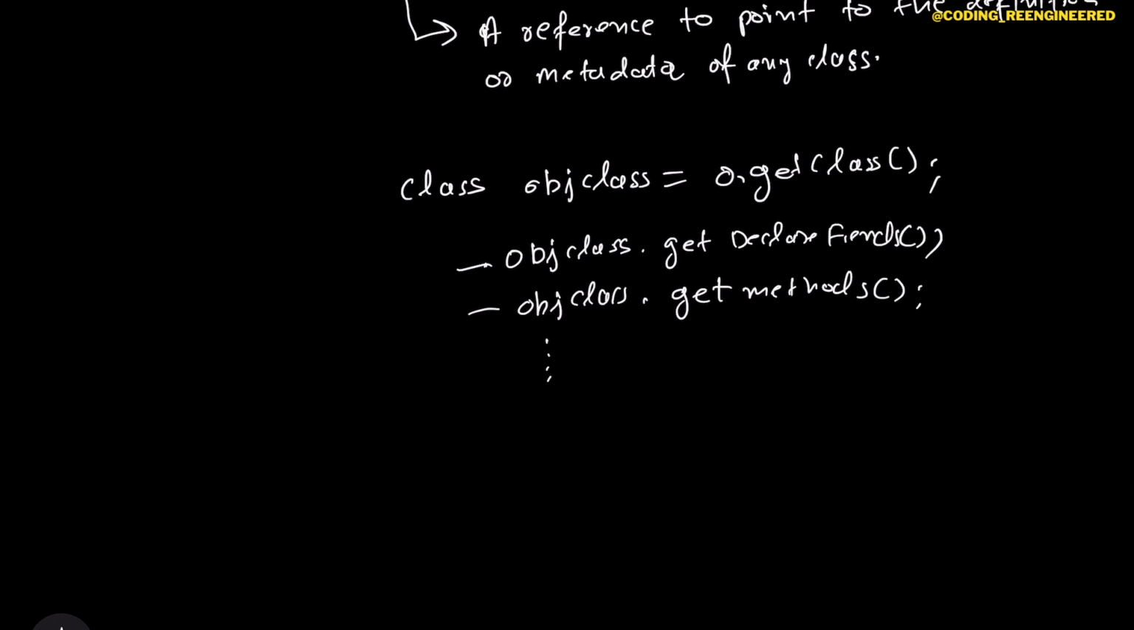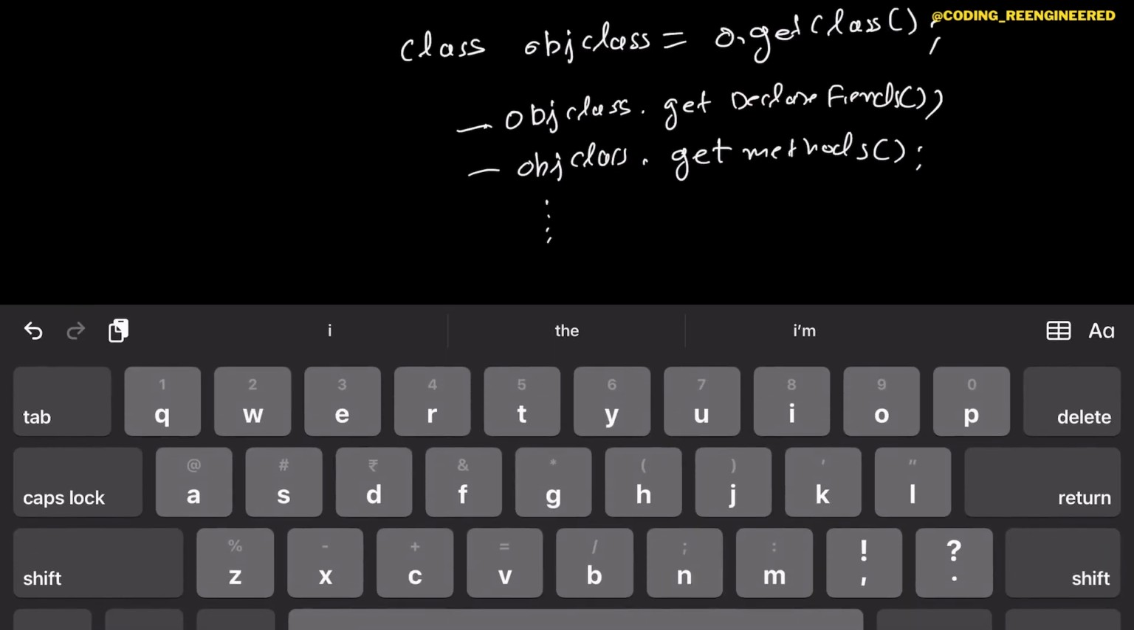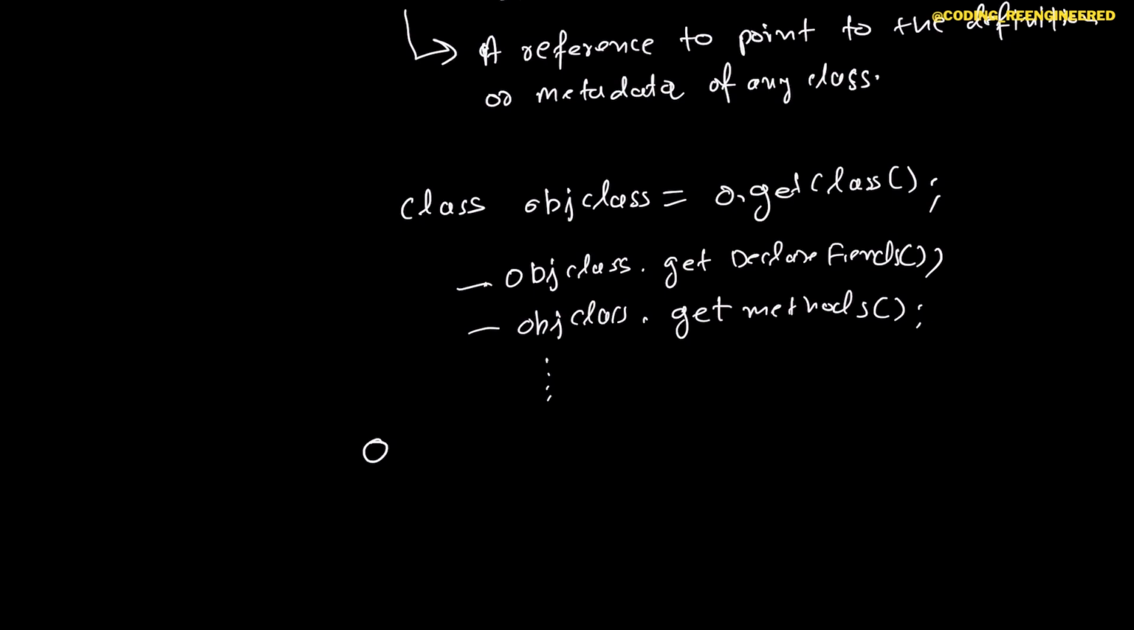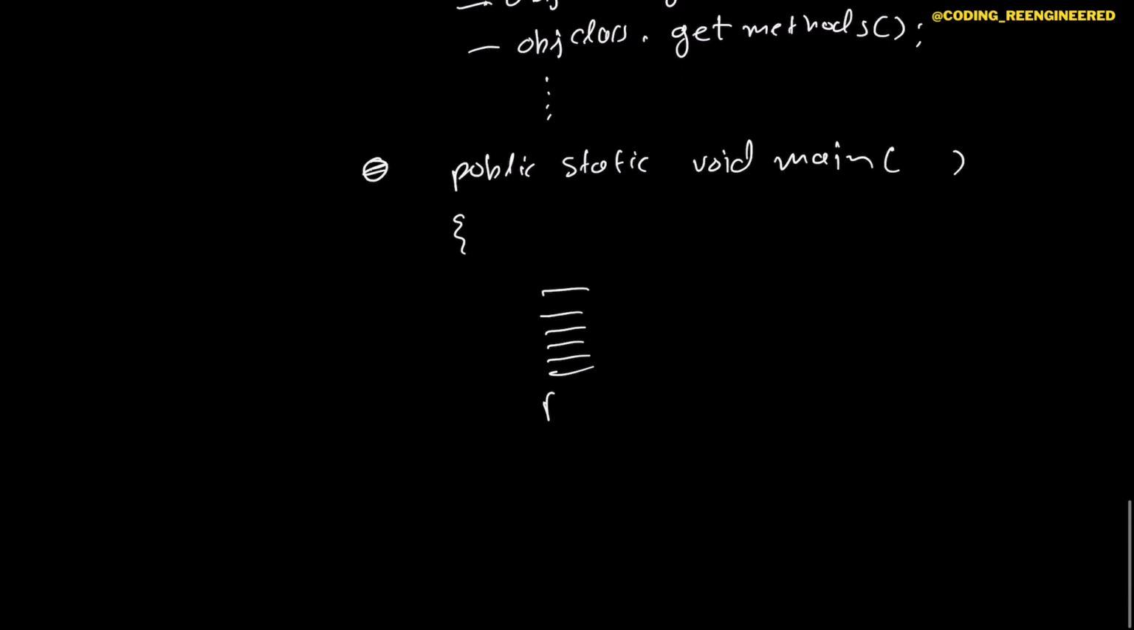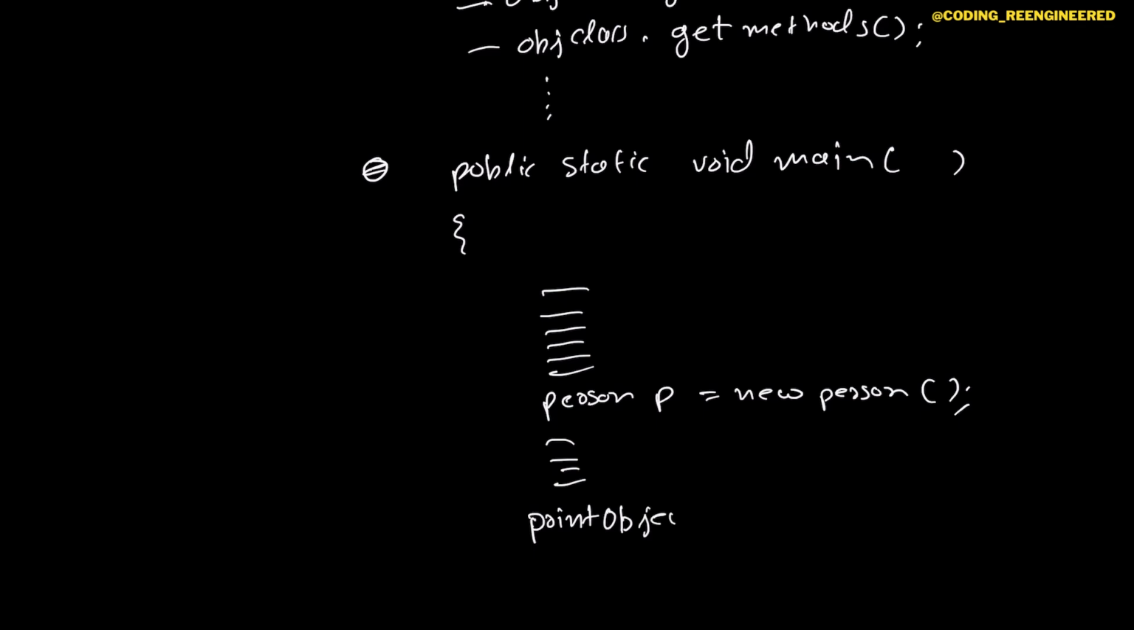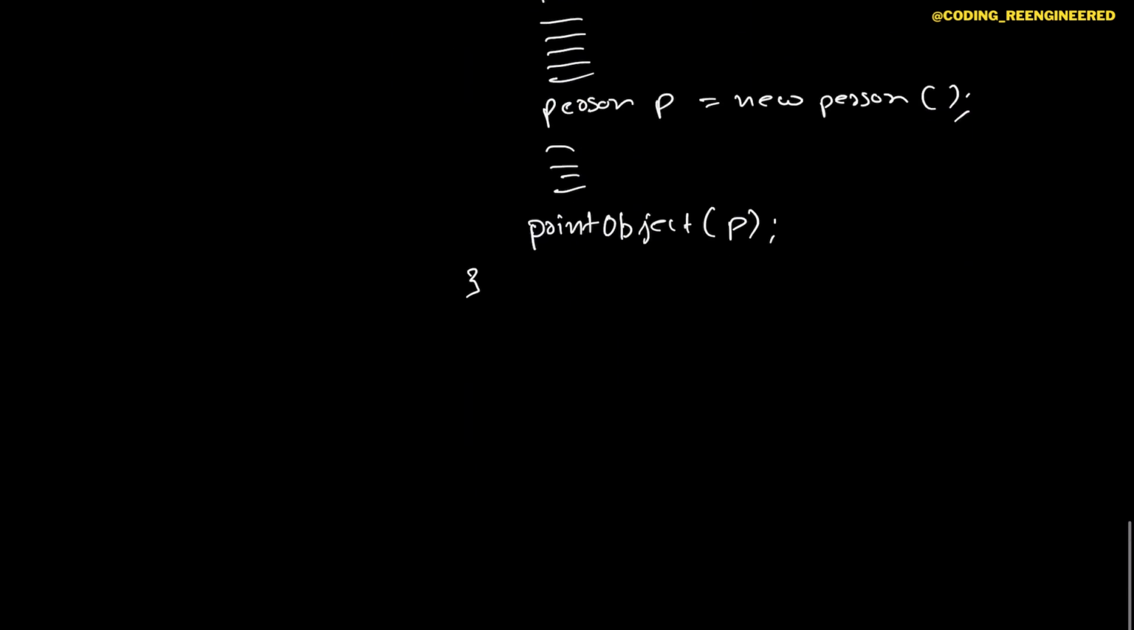So for example, let's say I have a class with public static void main. Within this you have a lot of snippets, and you have a Person p equals new Person created. Then you have a couple more snippets. There is one more new function that we call, let's say parentObject, and we pass this p, or object of Person class, to this method.